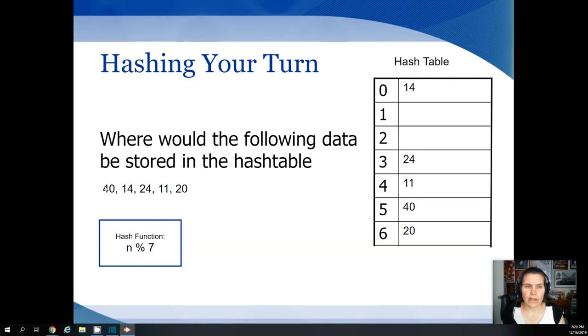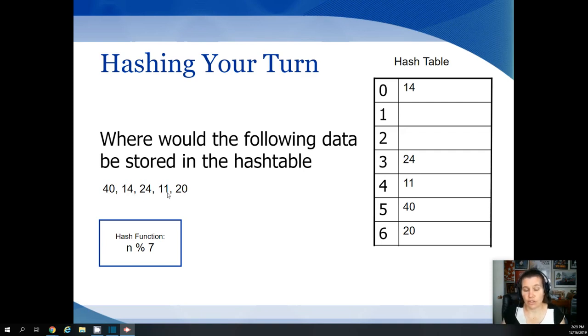Okay, so our first value is 40. So n mod 7, or 40 mod 7. So that's what, 35. 7 times 5 is 35 with 5 left over. So 40 mod 7 is going to be 5, and that puts 40 in position 5. 14 goes in evenly, so there's no remainder. So 14 goes in the 0 position. Let's see, 7 times 3 is 21. So that means there's 3 left over. The 24 would go into the 3 position.